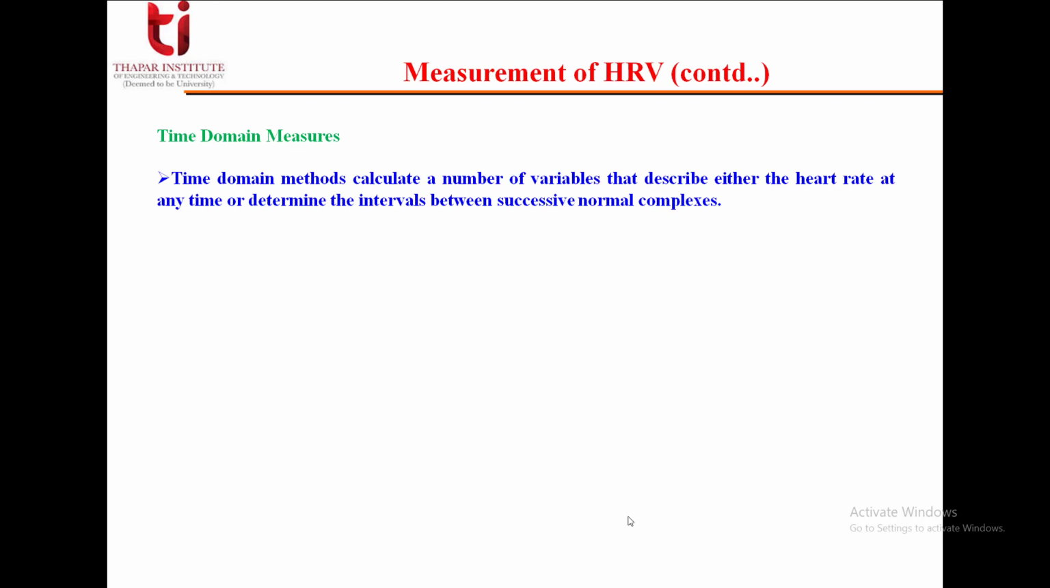Time domain methods calculate a number of variables that describe either the heart rate at any time or determine the intervals between successive normal complexes. As they are applied directly to the RR interval series, they are the simplest ones to compute.